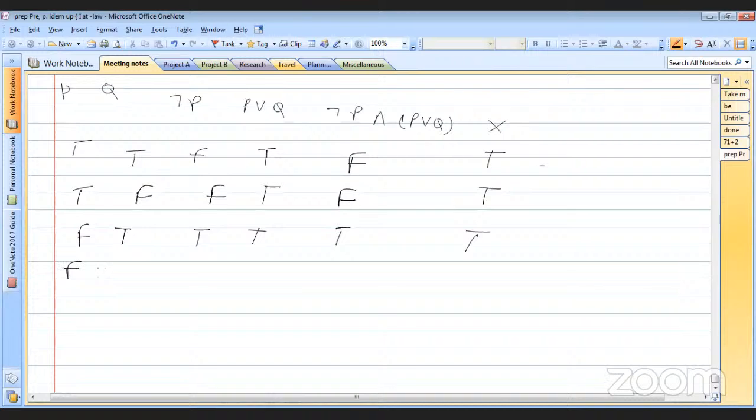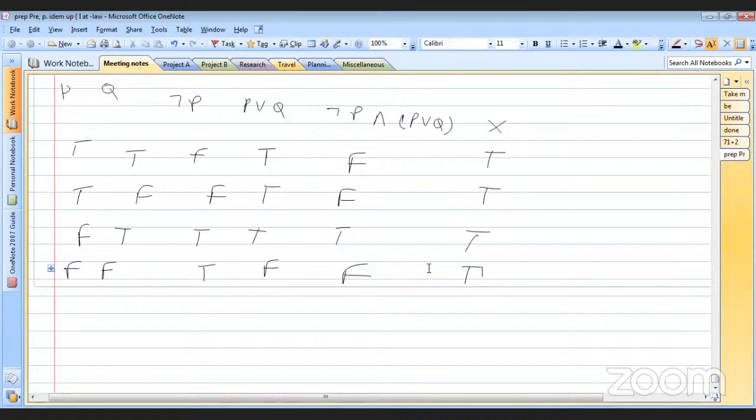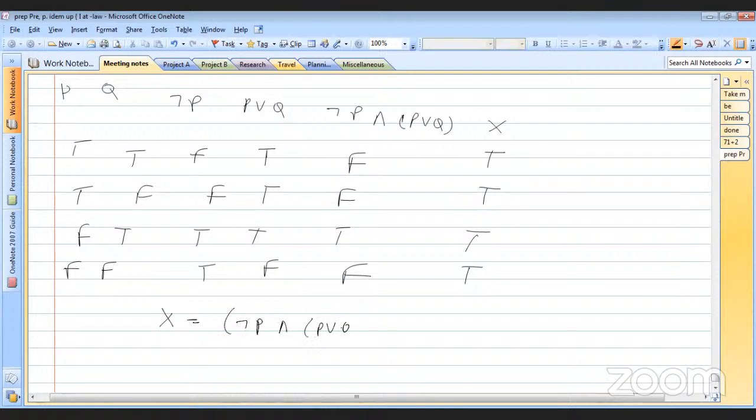Then for false, false, the negation of P is true but P or Q is false, so the conjunction is false, and the implication is true. This is the conjunction of the premises implies conclusion. So X, which is negation of P and P or Q implies Q, is a tautology. Hence C follows from the given premises. We have written the conditions in the table.